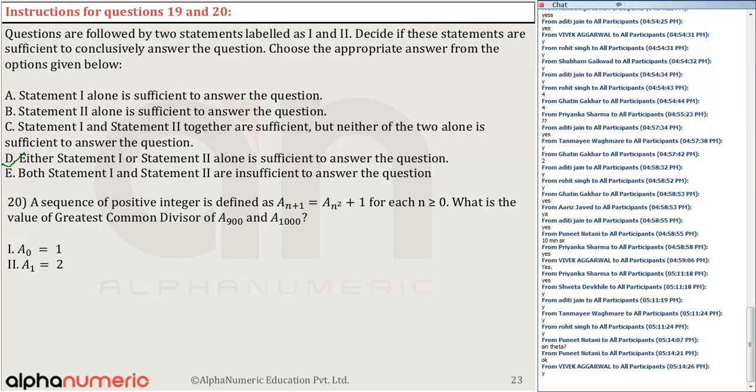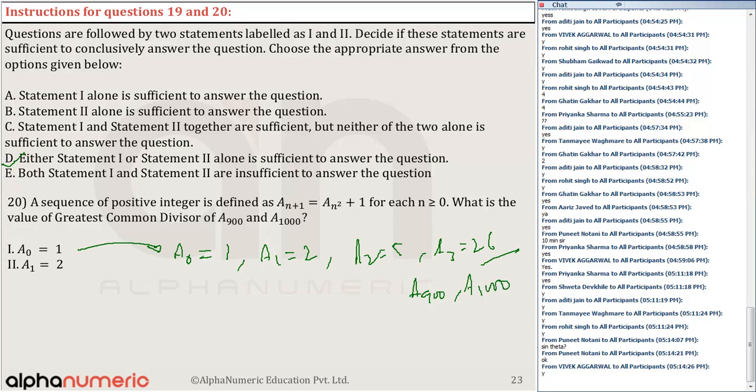So I need to find out A900. What is A0? A0 is equal to 1, from the first statement. So A1 is equal to 2, A2 is equal to 5, A3 is equal to 26. So all the values will come. So we can also find out A900 and A1000. Once both come, we can calculate the HCF of the two. So the first statement itself is sufficient.